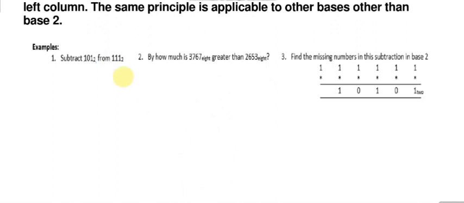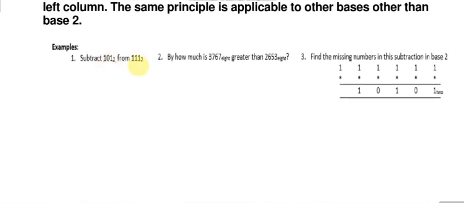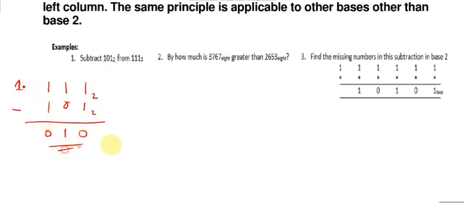So I'll start with this. Subtract 101 from 111. So we are removing this from this. I'm going to have 111 base 2. Then I'm subtracting, they are the same digit, 101 base 2. So let's subtract. 1 minus 1 is 0. 1 minus 0 is 1. And 1 minus 1 is 0. So this can be written as 10, since the 0 before it is not relevant. So 10 base 2.